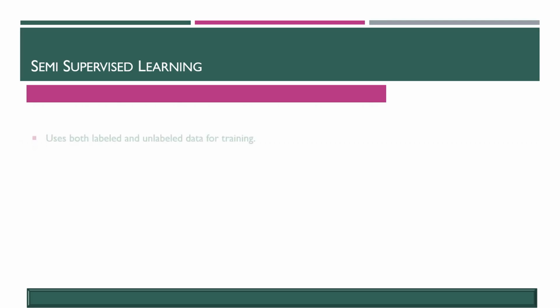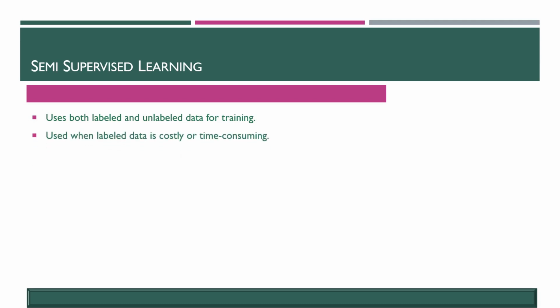Semi-supervised learning uses both labeled and unlabeled data for training. It can be useful when obtaining the labeled data set is a time-consuming task as well as costly. Processes of semi-supervised learning include self-training and label propagation.